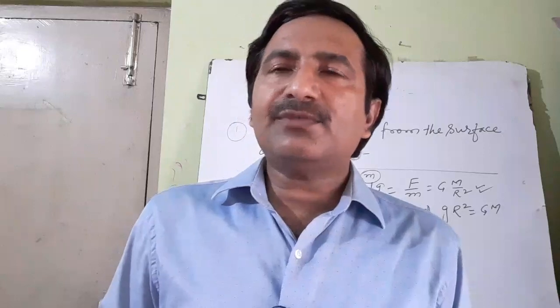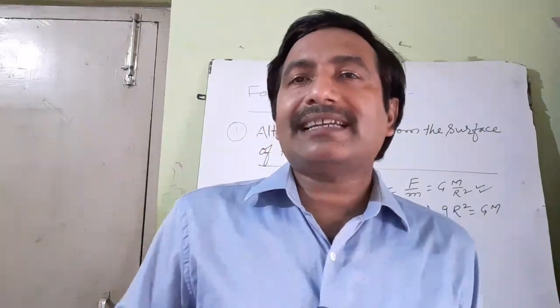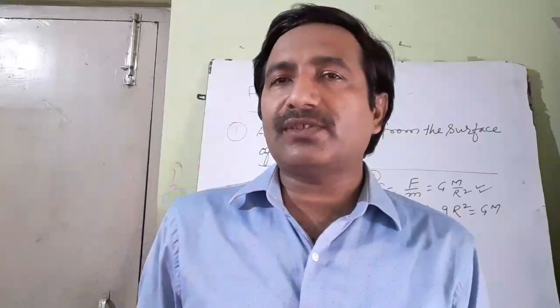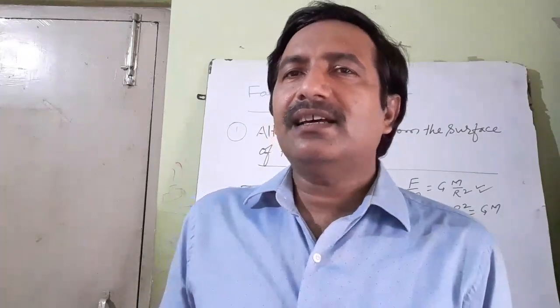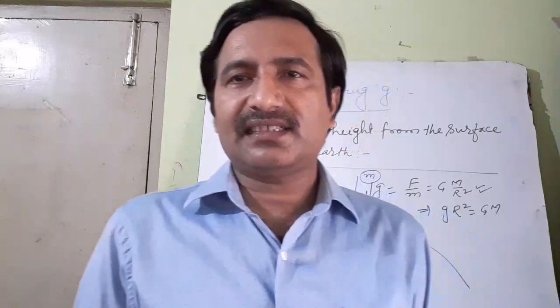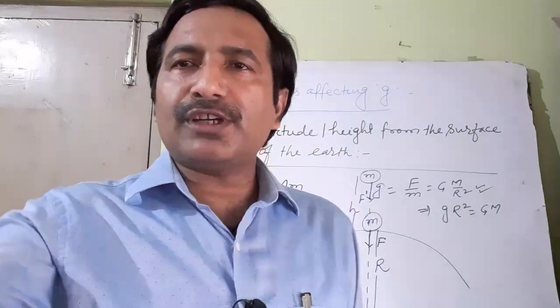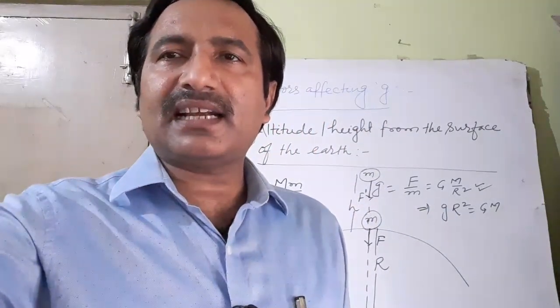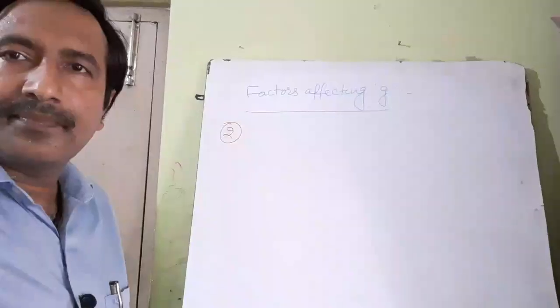So you can understand that acceleration due to gravity decreases with increase in the height of the body from the surface of the earth. Got it? And it will be almost zero at an infinite distance from the surface of the earth. Is it clear? So this is the first factor which affects acceleration due to gravity. Now I am going to explain about the second factor, that is depth.